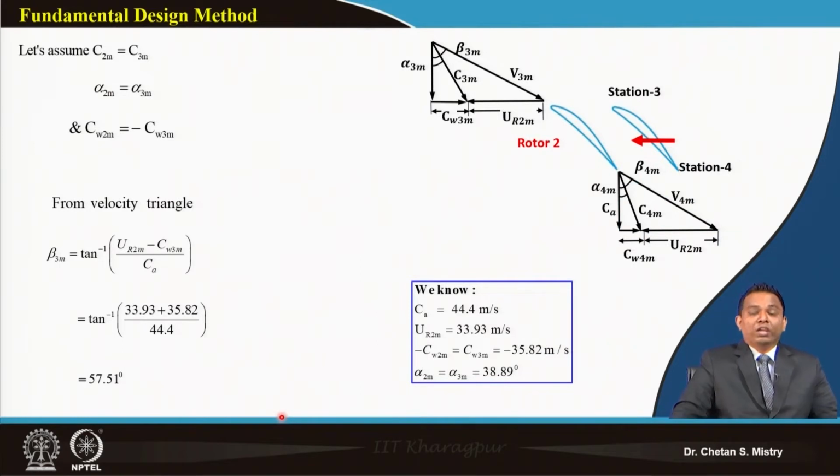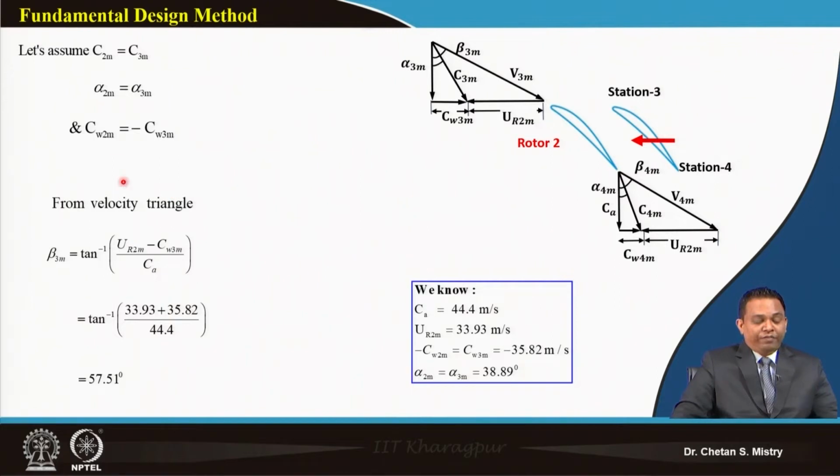What we are doing here is that we have started the design for rotor 2, and as we have discussed, we are assuming that the absolute velocity coming out of rotor 1 is the entry velocity for rotor 2, and that's the reason alpha 2 at the mid station is equal to alpha 3. One more observation is that the whirl component coming out of rotor 1 is the entry whirl component for rotor 2, and it has the opposite sign. So we need to take care of this.